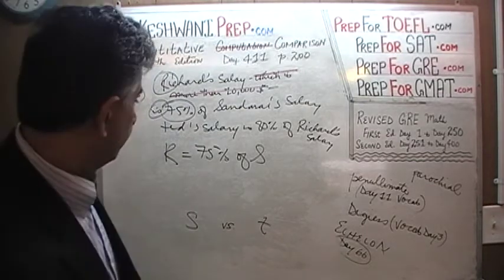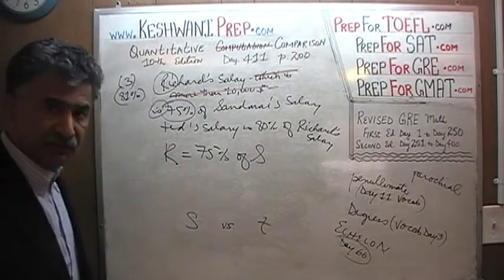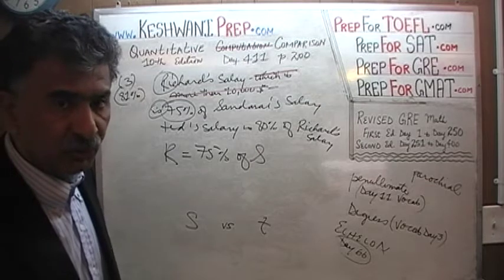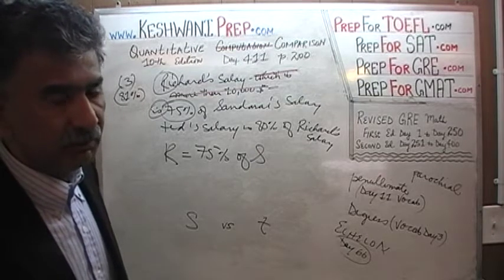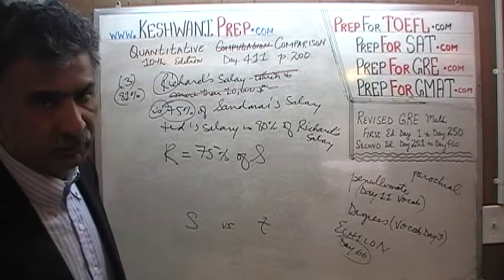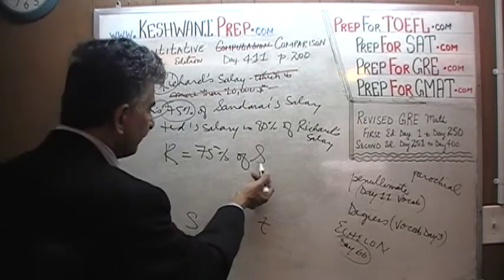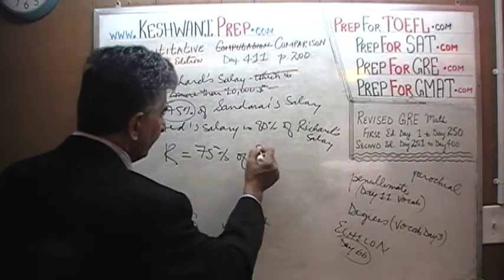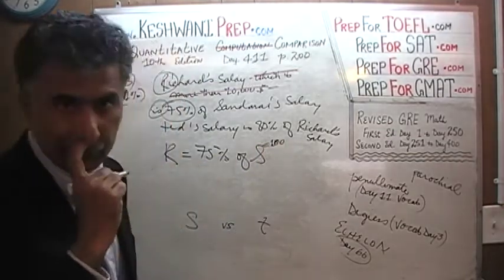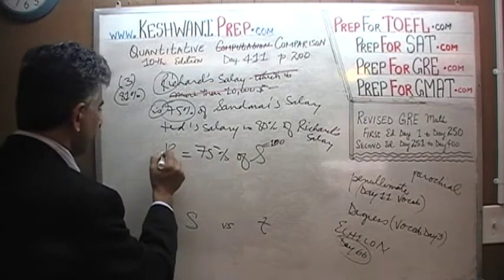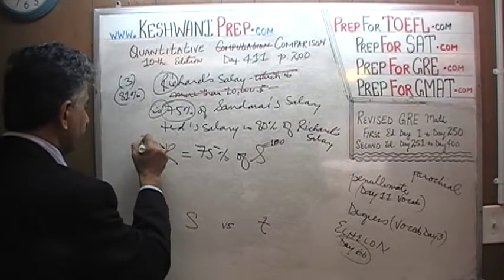Do you understand? So let's make up numbers. Simplest, easiest, quickest way to do this problem is to make up numbers here, plug in numbers here. And when we're dealing with a percentage problem, it's always a good idea to plug in 100. So we're going to start with Sandra. Richard is 75% of Sandra, so let's pretend that Sandra's salary is 100. If Sandra is 100, then Richard is going to be 75.